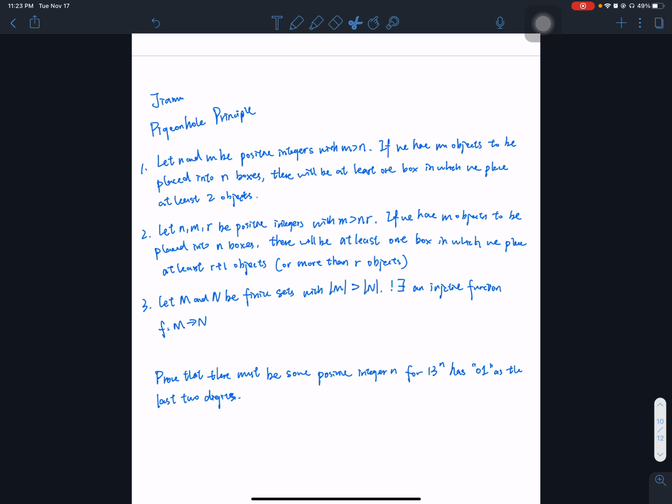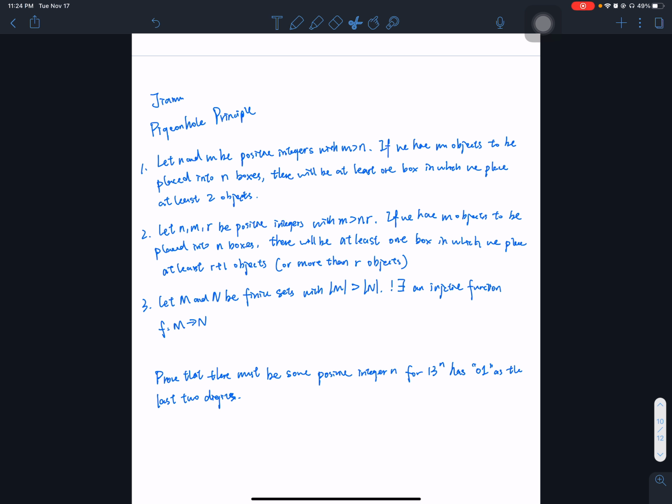A more general version of the pigeonhole principle is that suppose we have three positive integers, n, m, and r, and we suppose m is greater than n times r. If we place m objects into n empty boxes, there will be at least one box containing at least r plus one objects, or equivalently, at least one box containing more than r objects.